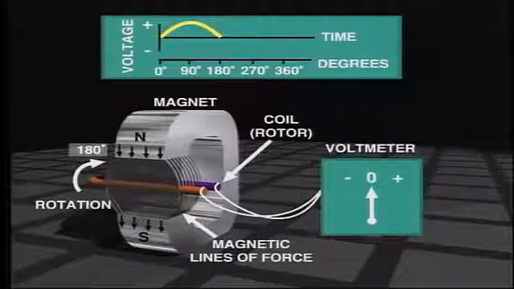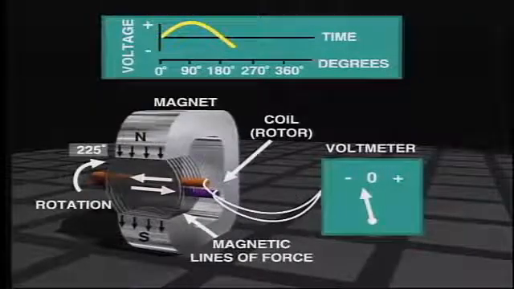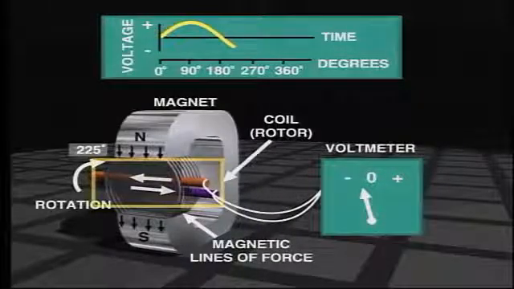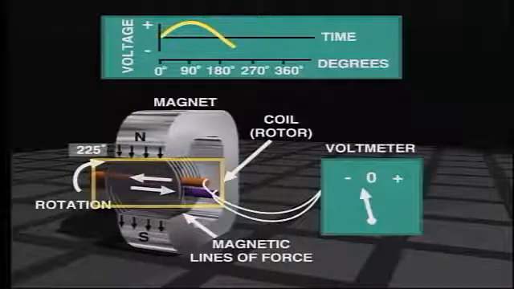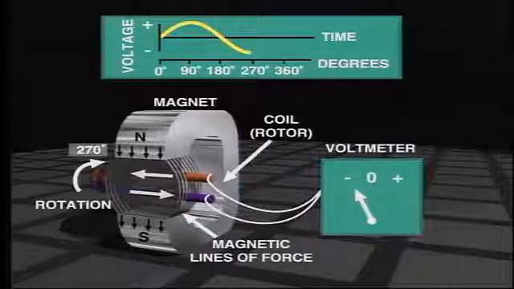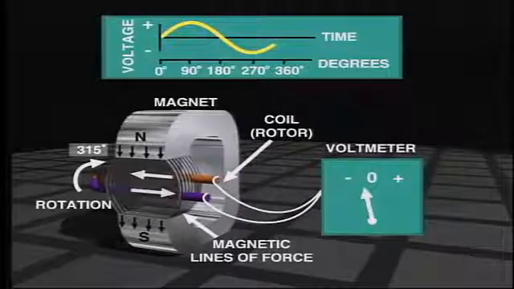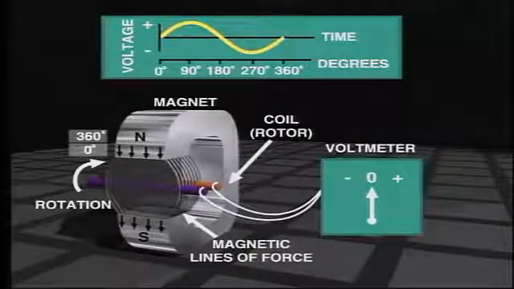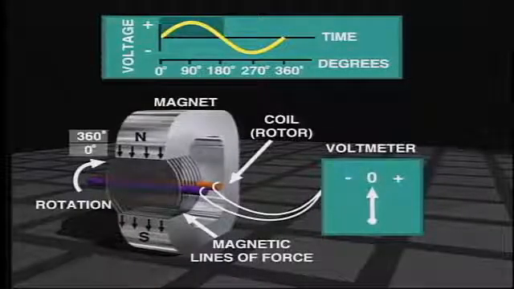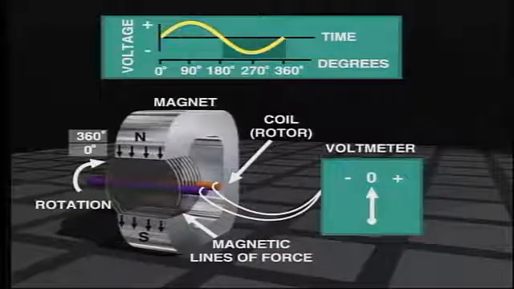As the coil continues rotation past this 180-degree position, the conductors are cutting flux from a different pole. The red conductor is now closer to the north pole, and the purple conductor is closer to the south pole. So the voltage generated is now in the opposite, that is, negative direction. So we can see that one revolution of the coil produces one cycle of alternating voltage. It is called alternating because one half of the cycle is in the positive direction and the other half is negative.